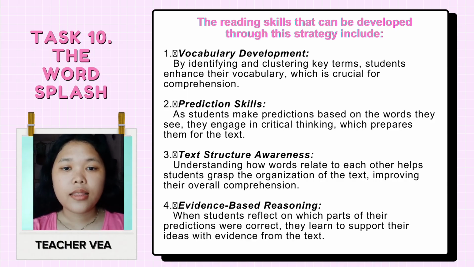Number 3. Text structure awareness. Understanding how words relate to each other helps students grasp the organization of the text, improving their overall comprehension. Number 4. Evidence-based reasoning. When students reflect on which parts of their prediction were correct, they learn to support their ideas with evidence from the text.